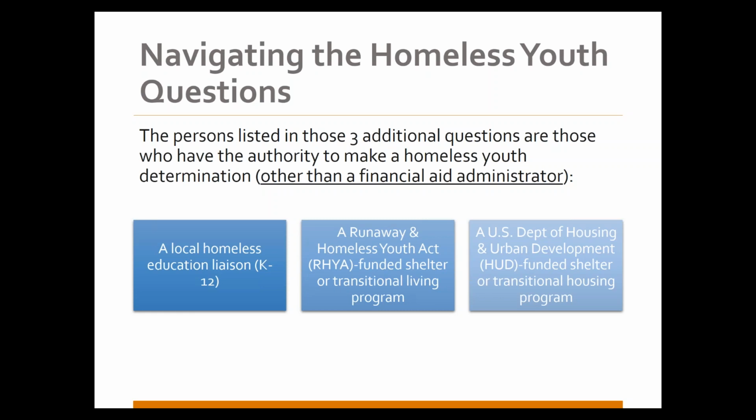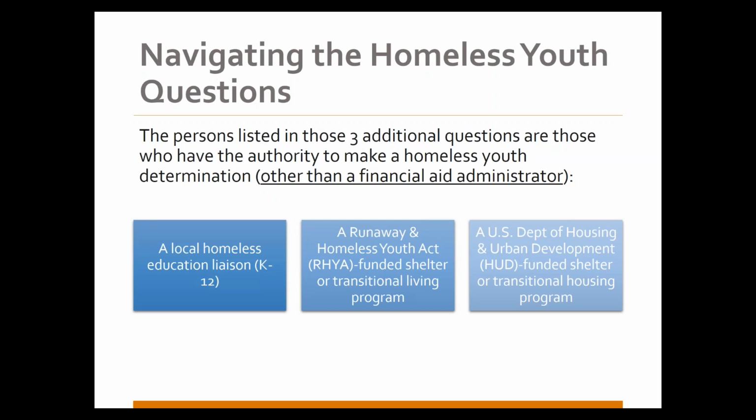Starting on the left in the dark blue box, under the McKinney-Vento Act, every local education agency must designate a liaison for homeless students to ensure that homeless students are identified, that school personnel receive training, and that students are informed of their rights and the services they're eligible for, and they can make homeless youth determinations. So at the high school, there's a liaison. That person can make a determination. Also, next box over, the director or a designee of an RHYA funded shelter, so a Runaway and Homeless Youth Act funded shelter or transitional living program, TLP, can make a determination. And then on the last box, the director or designee of a U.S. Department of Housing and Urban Development, so a HUD funded shelter or transitional housing program, can make a determination.